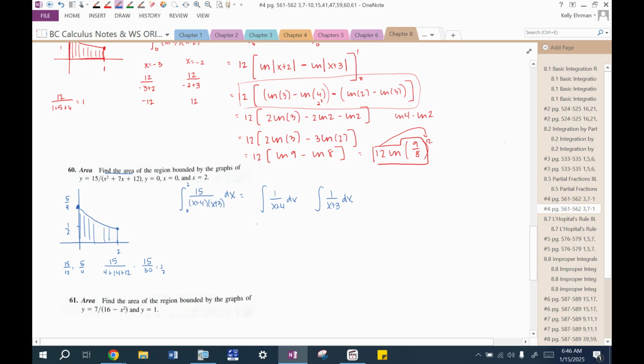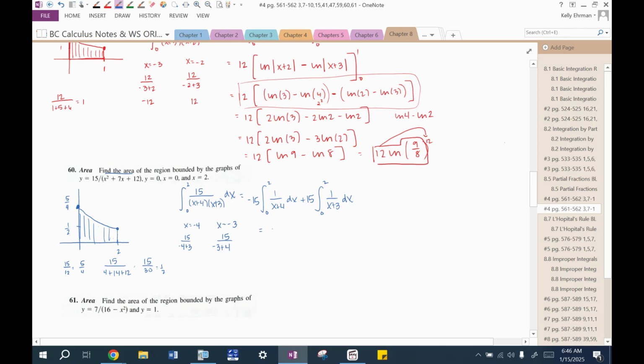Set it up like this, then I'm like, okay, so if x equals -4, if I cover up the x plus 4, I would get 15 over -4 plus 3. So that's -15. And then if I plug in -3, I get 15 over -3 plus 4, because I'm covering up the x plus 3. So that's +15. Oops, and we're going from 0 to 2. I dropped my limits there.